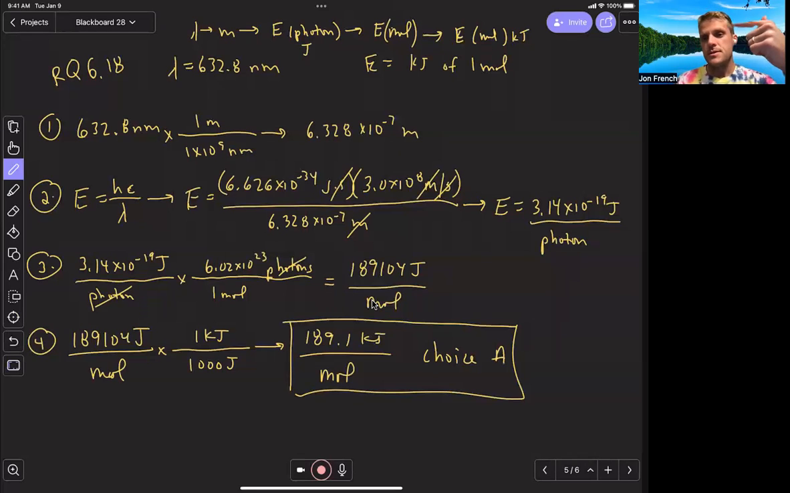Wavelength in nanometers to meters, find the energy, that's the energy per photon, and we bring in Avogadro's number, right, to find the energy per mole of photons, and then we convert from joules to kilojoules.